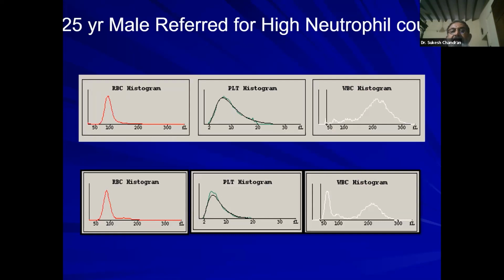Now here, there are two 25-year-old males referred for high white cell count. Now you can see the neutrophil histogram. This is almost normal. The total count is 45,000. Most of them are neutrophils. That's because the lymphocytes have dwarfed. But compared to the normal histogram, the neutrophils are normal. There is no left shift.